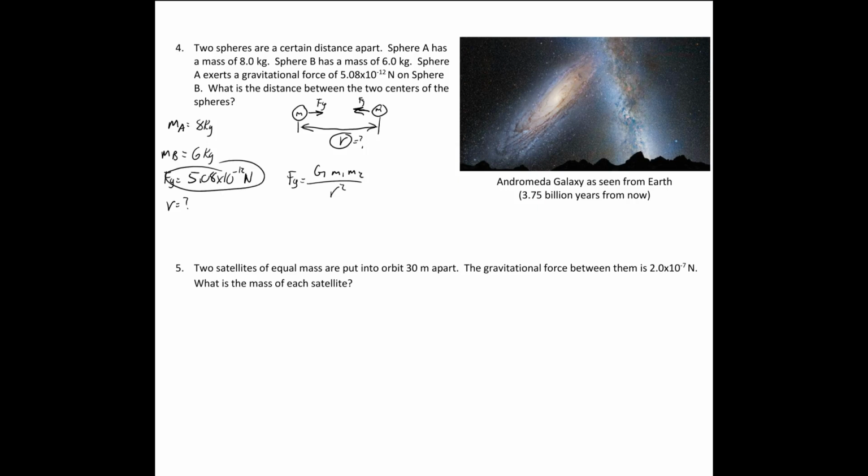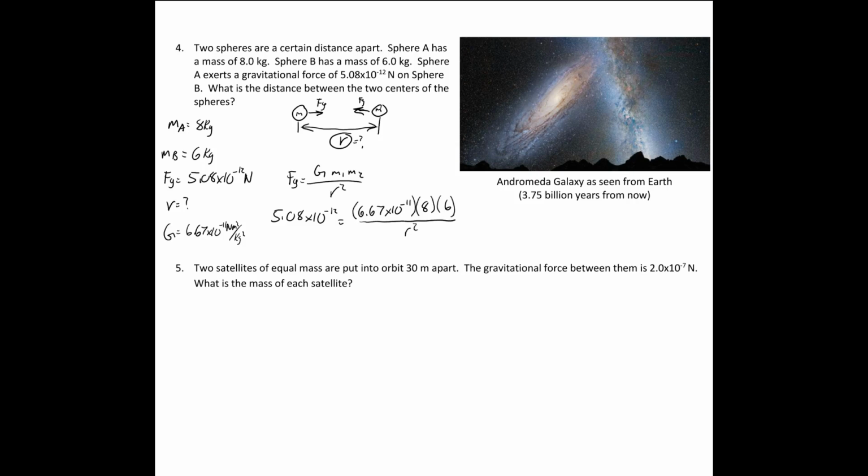Don't forget, in this case, you know what the weight is. So you got 5.08 times 10 to the negative 12 is equal to, G is 6.67 times 10 to the negative 11 Newton meters squared per kilogram squared. I didn't write it on the side, so let me write it on the side with the units. That way I get full points for writing my units out. And the mass A is 8, mass B is 6.